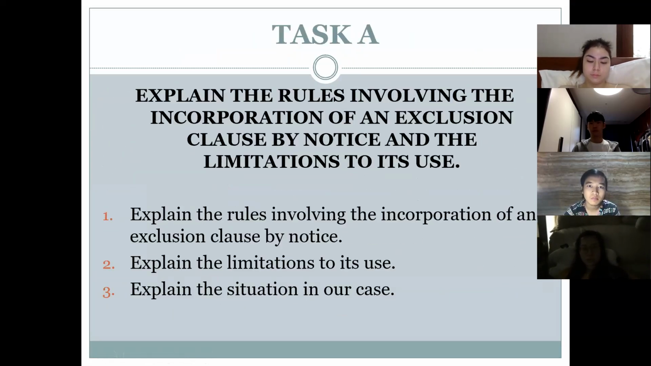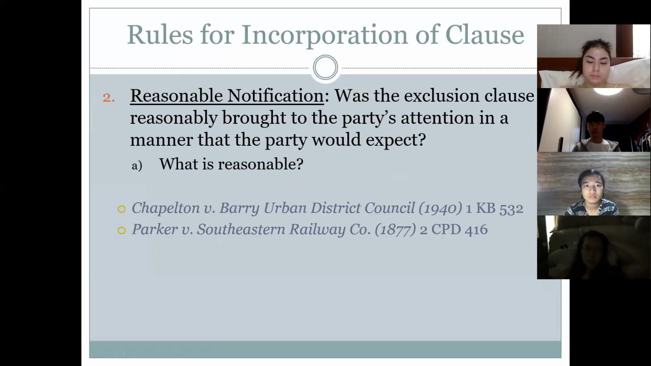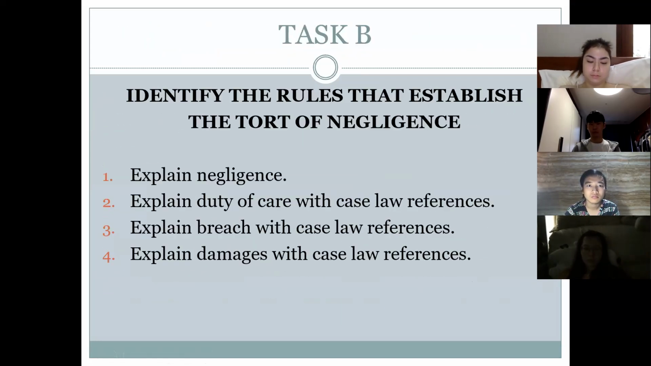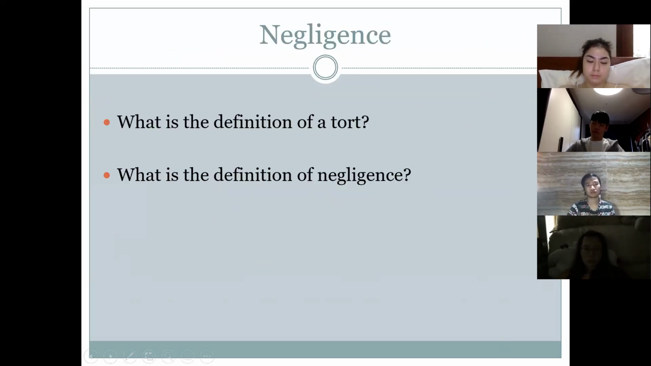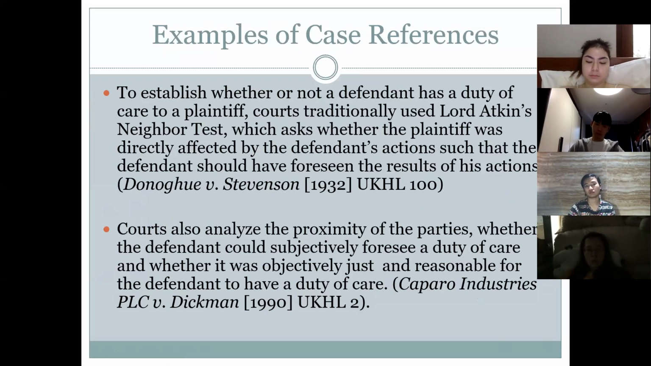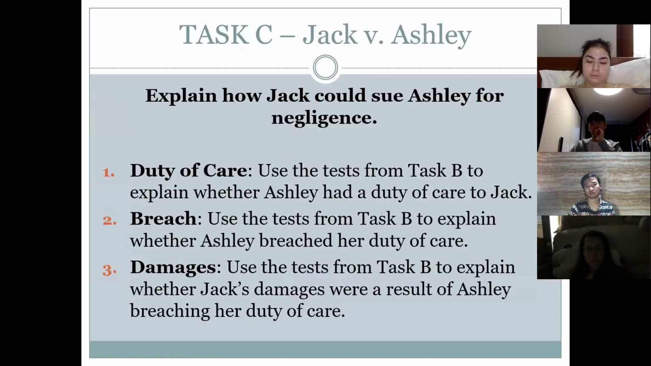Okay, so this is a coursework, and we already talked about the facts. We already did task A, which is that sign the exclusion clause, and we talked about all those rules. We already did task B, which is all of this stuff about negligence, the four tests, the three tests, duty of care, breach, and damages. We already did, and also intervening act, eggshell skull defenses. Then we already did task C, which is the same thing. Four tests, three tests, intervening acts, eggshell skull defenses, exactly the same as task B.